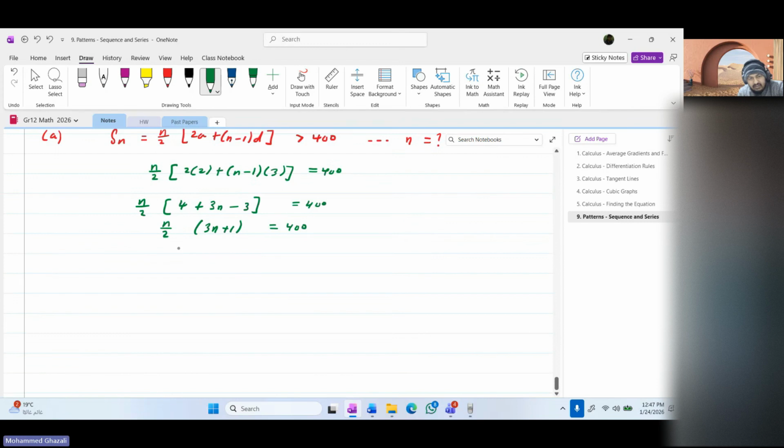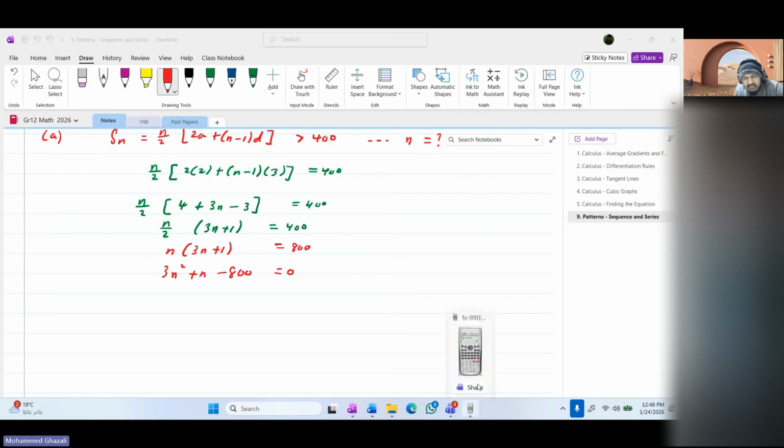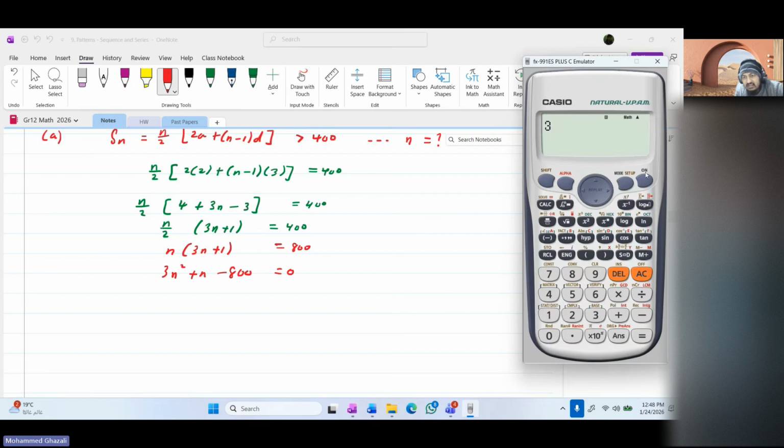If you open up this entire equation, you're going to get 3 over 2 n squared, or better, multiply the entire equation by 2 first. If you multiply the entire equation by 2, you're going to get 800 on this side, and that's n into (3n plus 1). Now make a quadratic and solve. n times 3n is 3n squared plus n minus 800 is equal to 0. I don't think this will factor out, but let's just put it into the calculator and see.